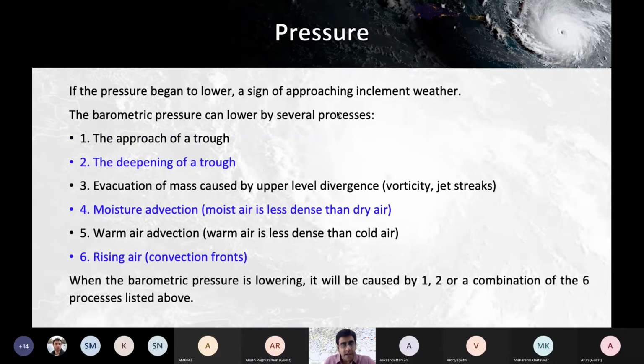could have moved in, moisture could have moved in. There could be a trough. There could have been an upper level divergence in Bangalore at upper levels. So one of these things is a sign of an approaching low pressure.